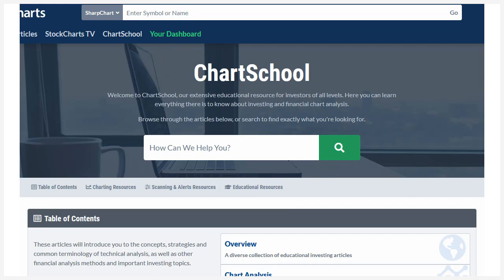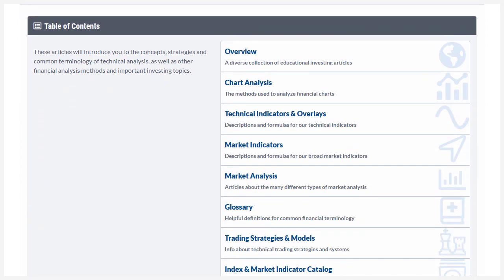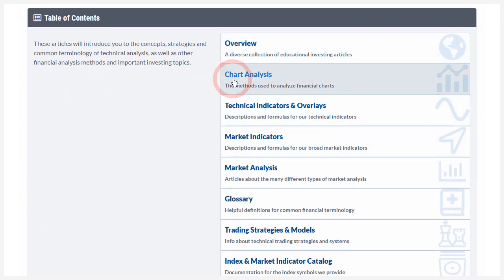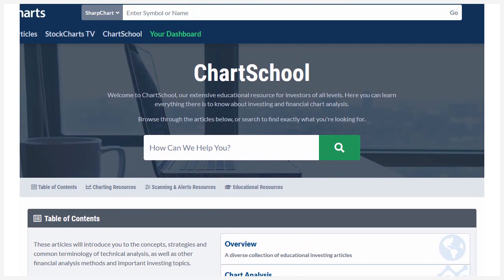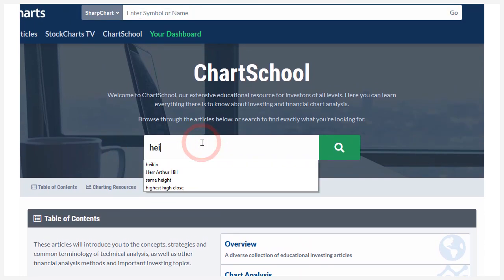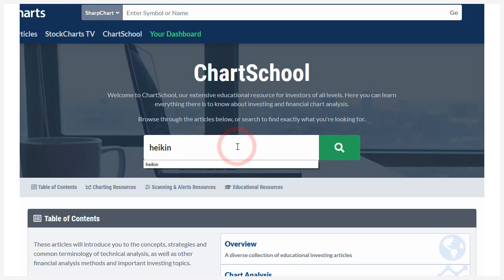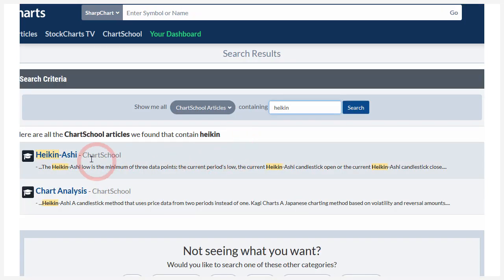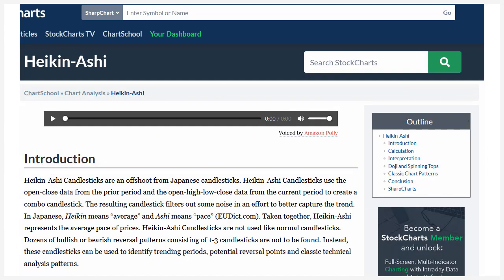And here I am on that ChartSchool page, and you can scroll down and you can look for, it's going to be in chart analysis, whole bunch of stuff there to keep you busy learning and improving. Now you can just type in a term here to search. So I'm going to just type in Heikin to search, and there we've got Heikin-Ashi candlesticks in the ChartSchool.